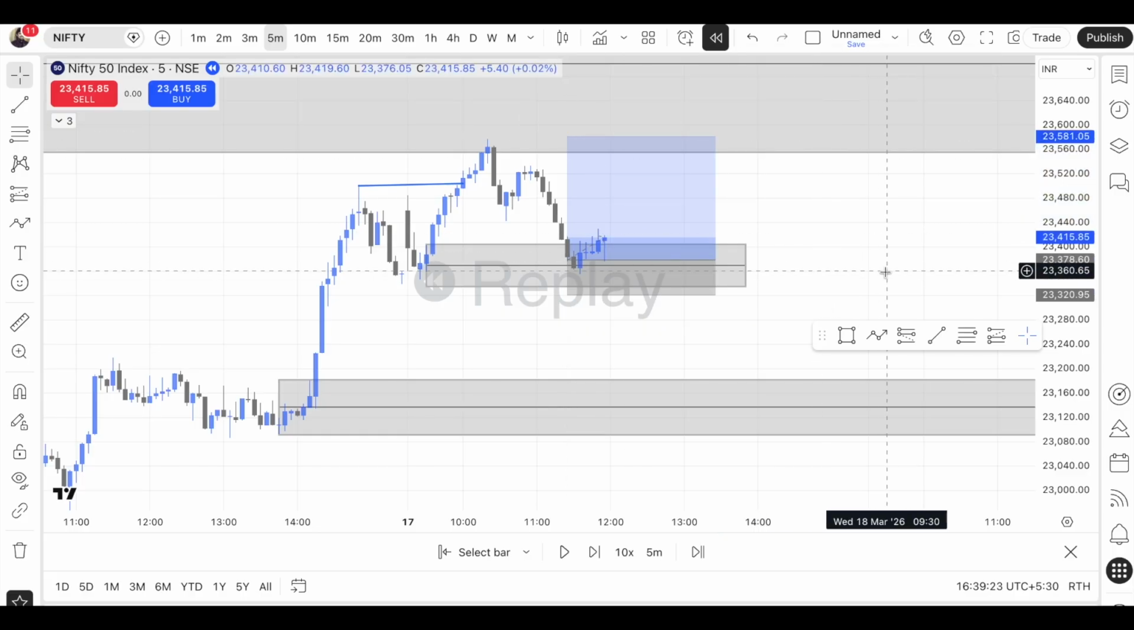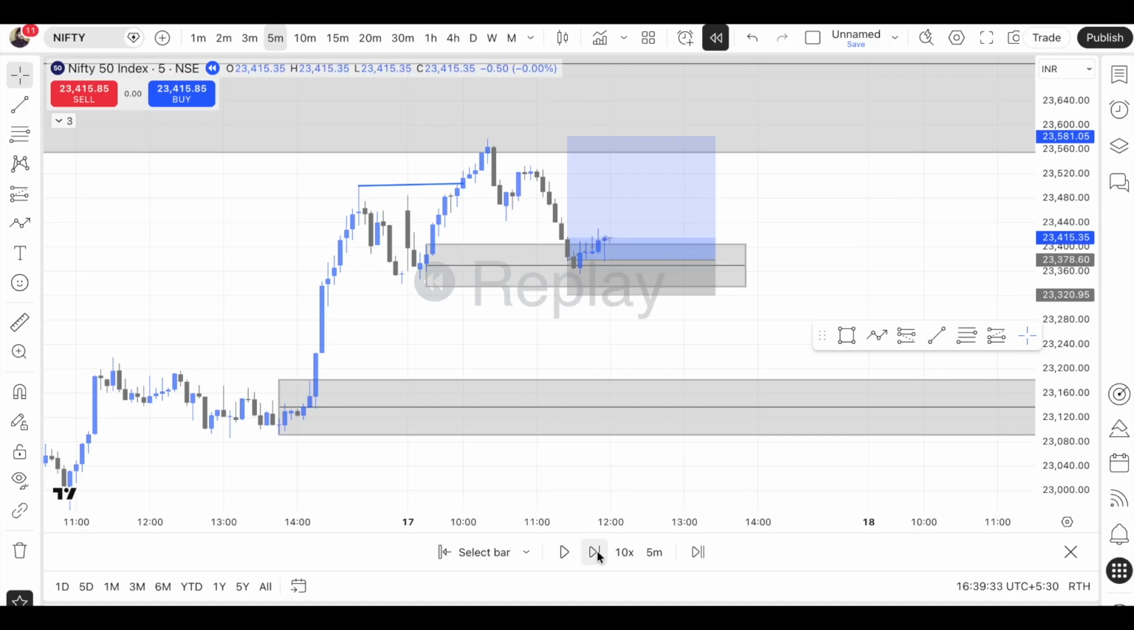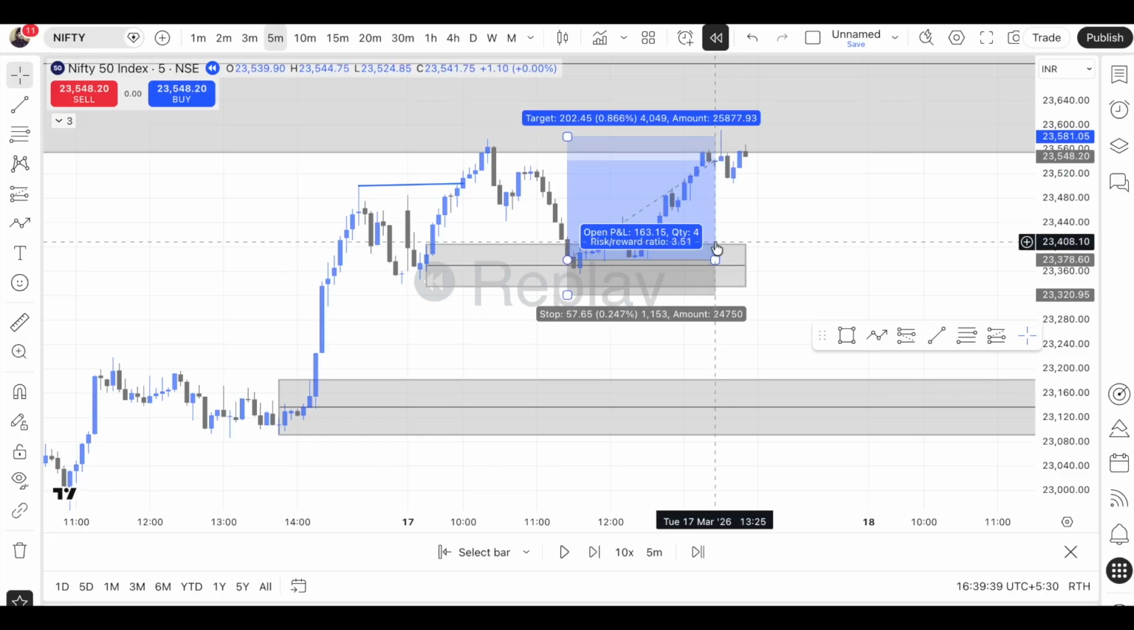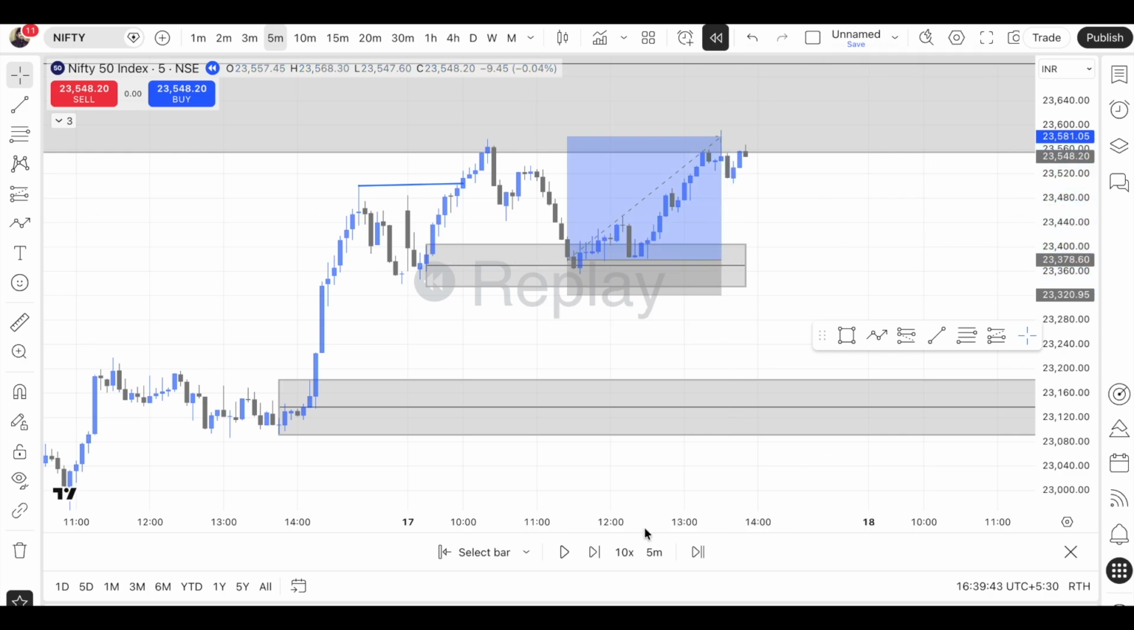But look from the points perspective. Your entry is somewhere 23,365. Your target is somewhere 23,570. 200 points in an expiry is literally going to double your capital. Trust me, this will double your capital like anything and everything if you know how to trade, if you know how the SMC concept works.